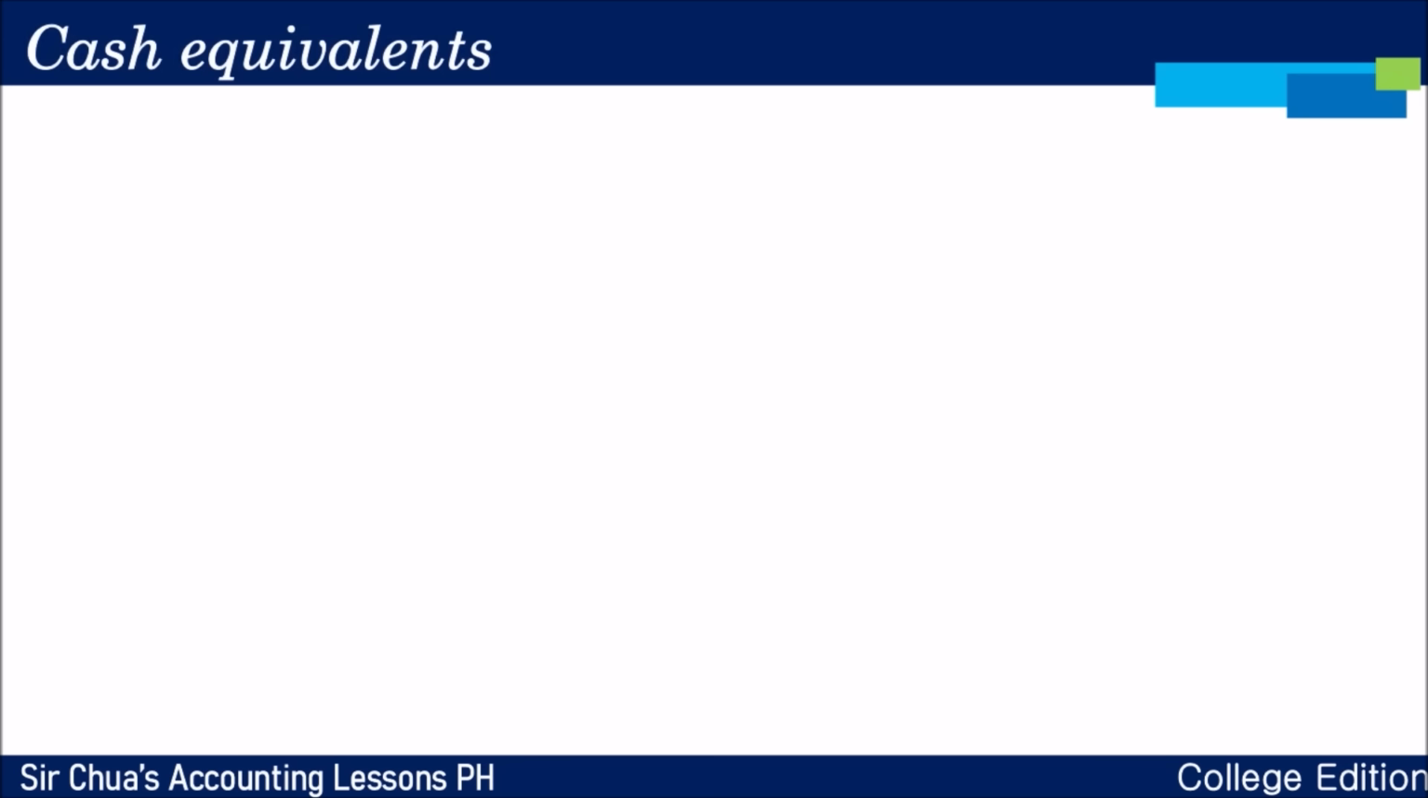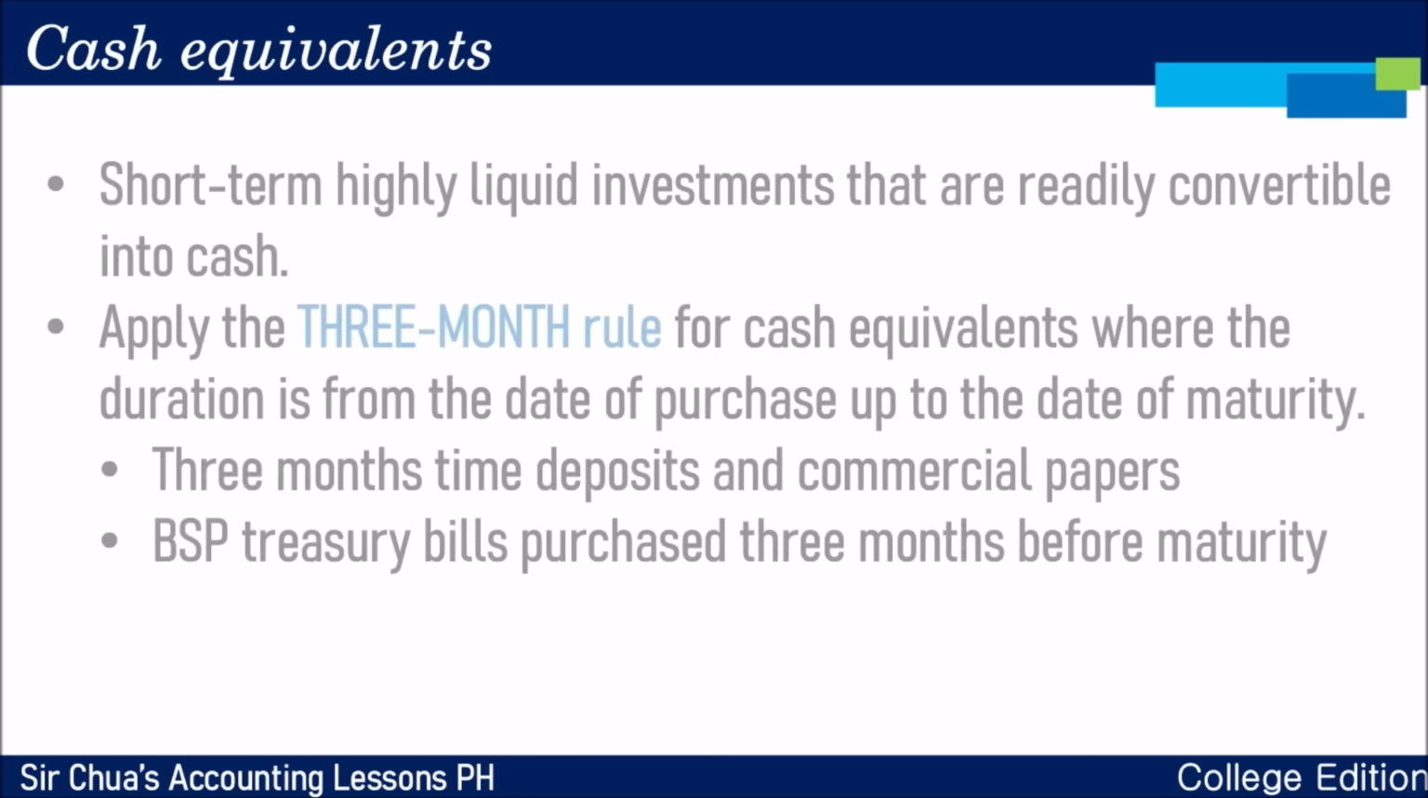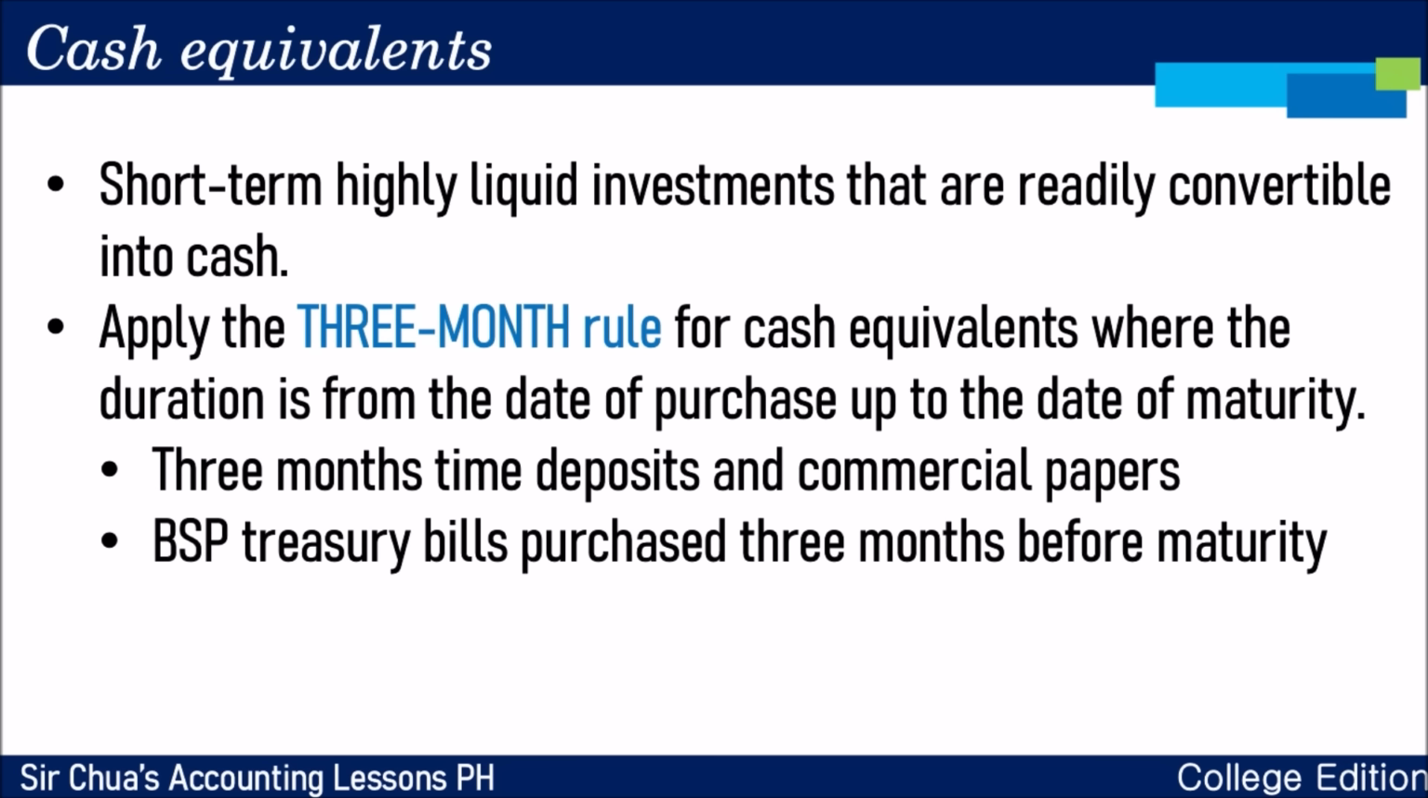Now, the partner of the account title cash and cash equivalents, katabi ng cash, is what we call cash equivalents. These are short-term, highly liquid investments that are readily convertible into cash. Okay? So, hindi talaga siyang diretsong cash, but because of its liquidity, it's readily convertible into cash. It will qualify as a cash equivalent. Now, in cash equivalents, always remember to apply the 3-month rule.